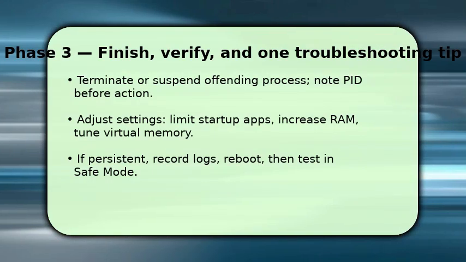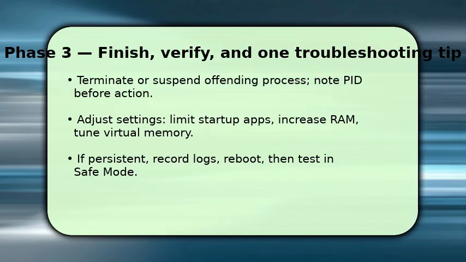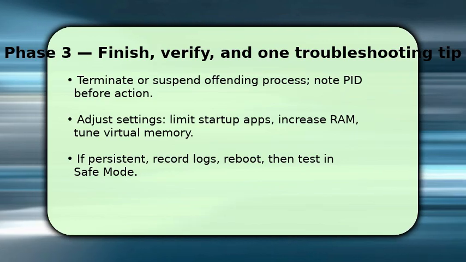To finish, take decisive final steps. If Resource Monitor shows a runaway process, record the PID, then terminate or suspend it while noting service dependencies. Once addressed, make configuration fixes, disable unnecessary startup apps, tune virtual memory, or add RAM to prevent recurrence.